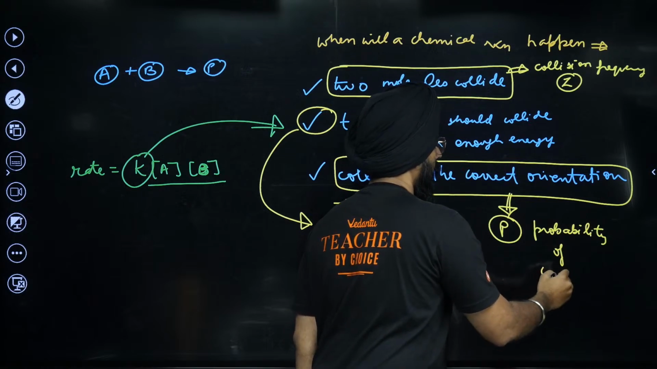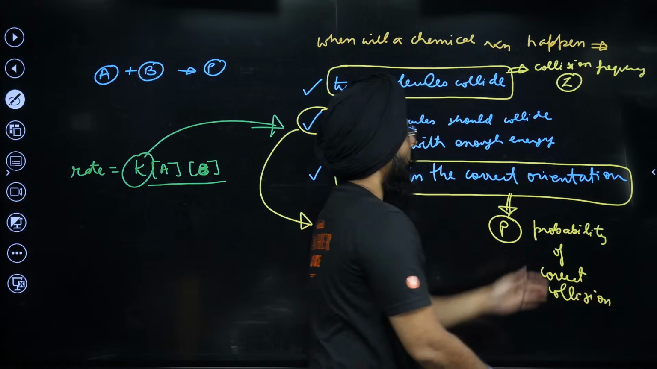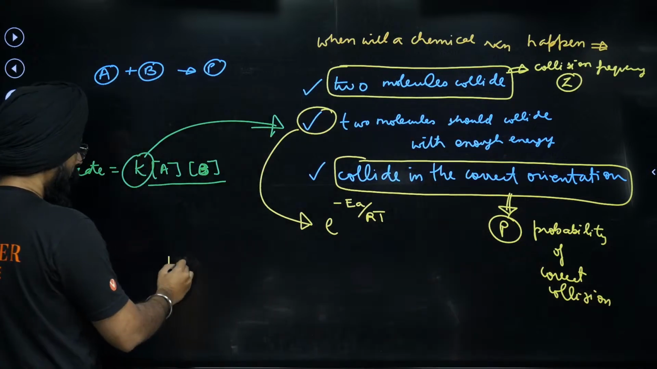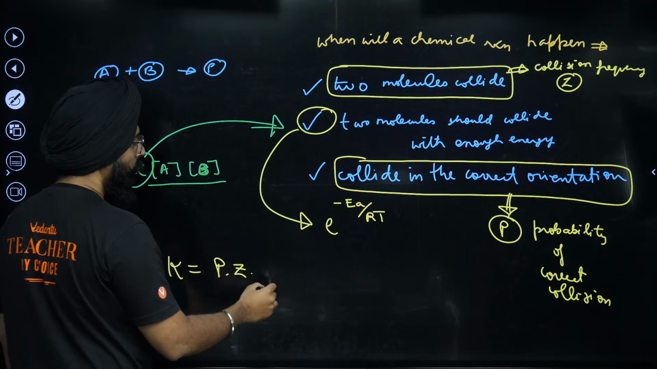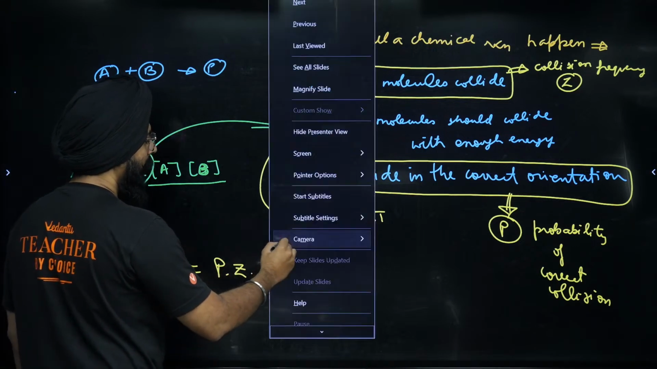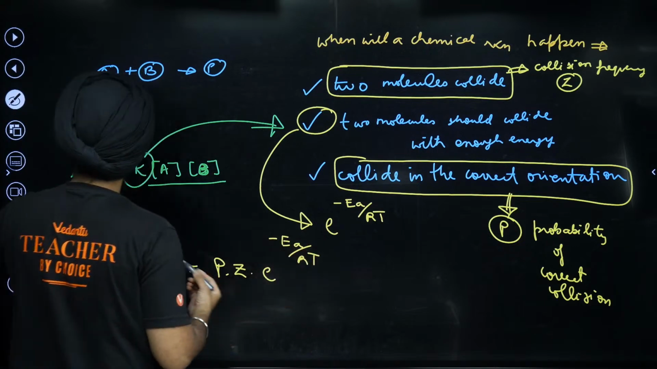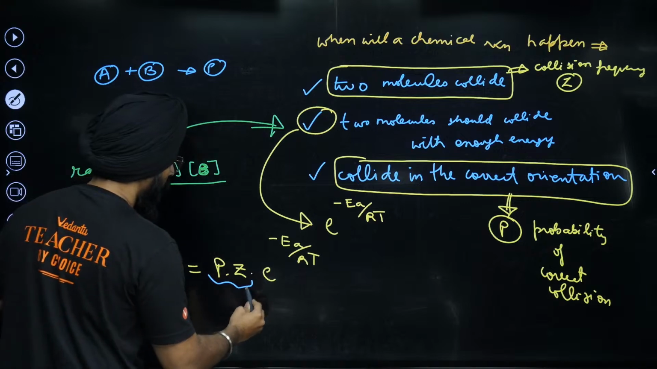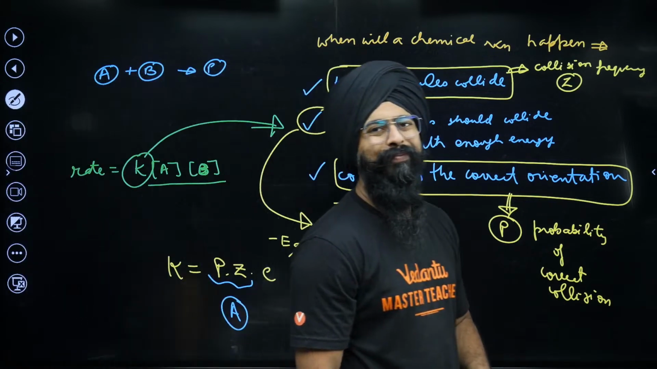So when we combine these 3 factors, I can say that the rate constant should be equal to the probability of correct collision, times the number of collisions, times the fraction of collisions that have enough energy, e to the power minus Ea by RT. So this entire thing clubbed together can be written as the Arrhenius constant A.